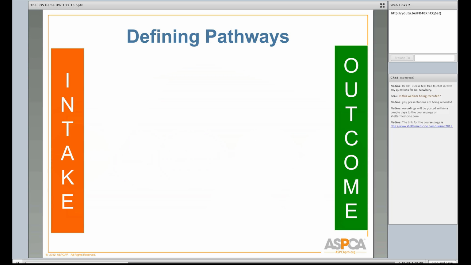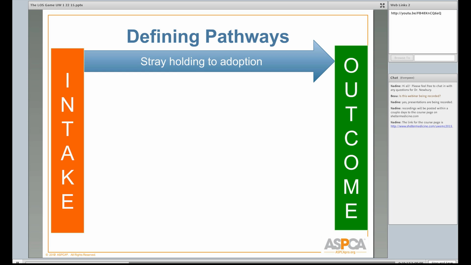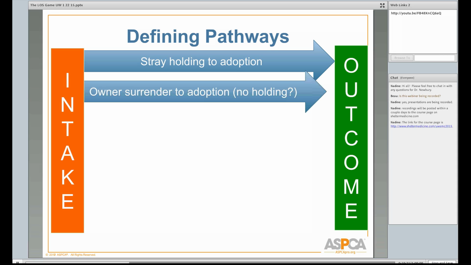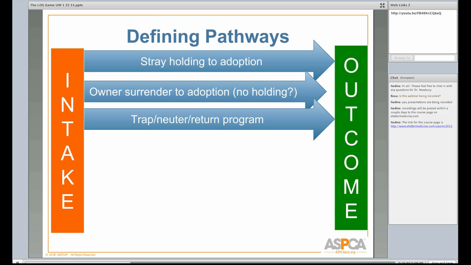So what do we mean when we're talking about defining a pathway? We're talking about them going from intake to outcome. One example of that might be an animal that comes in stray and has to go from stray holding to adoption as their outcome. Maybe it's an owner surrender that comes in and moves to adoption. In most cases, they should actually be able to do that with no holding at all, but that requires efficiency on the part of the shelter to get that animal moved through to outcome. What about a trap-neuter-return program? Is that something we can do where the animal doesn't have to spend time in the shelter at all?